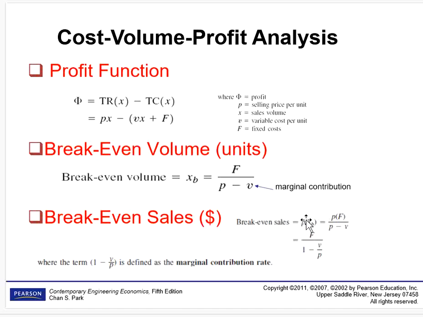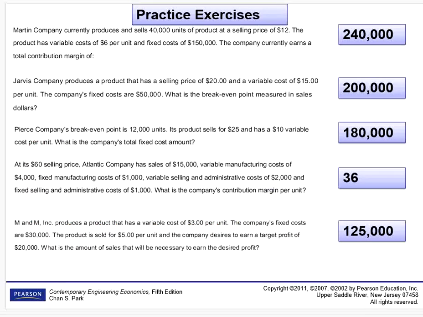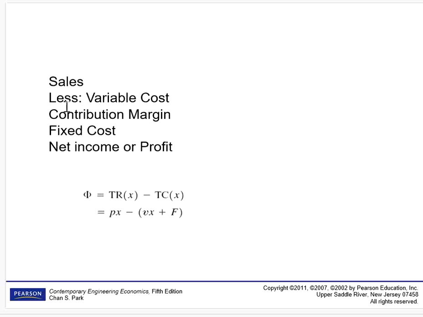Okay, we will solve more practice questions for these formulas, right? This one and this one. First question: the Martin company currently produces and sells 40,000 units of product at a selling price of $12. The product has a variable cost of 6 per unit and a fixed cost of 150. The company currently earns a total contribution margin. So now what we need is the total contribution margin here in this question.